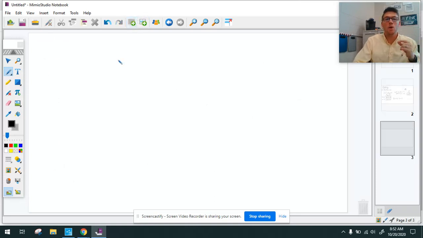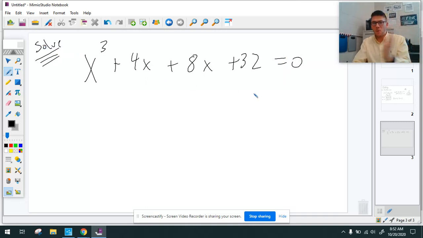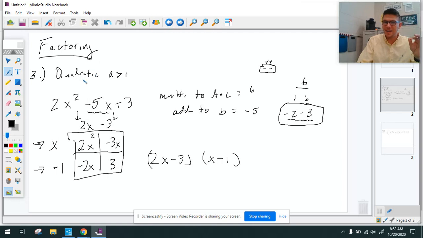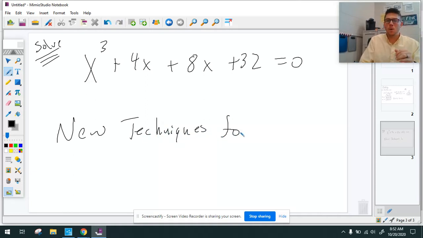In this unit, though, we are going to solve higher level or higher degree functions. x cubed plus 4x squared plus 8x plus 32 equals 0. And you're going to be asked to solve. So notice there's 4 terms. Notice the degree is a cube. It's a cubic function. The degree is 3. So we can't use our quadratic technique, right? So we're going to have new techniques for factoring. And that's what we're going to learn day 1.